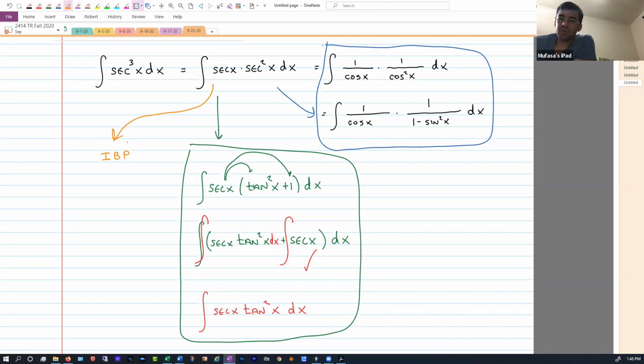So could you use u as secant squared and the dv to be the secant x? You could do that. What would be the other way? The other way would be taking the secant x to be the u and the dv to be the secant squared x dx. Okay. So why don't you sit there and think about those two possibilities right now and see which one makes more sense to you?